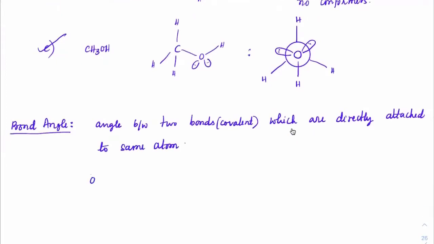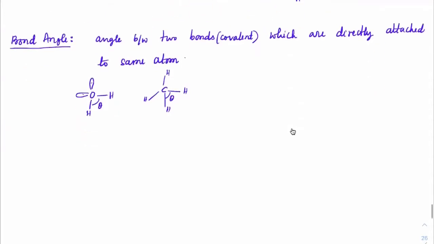For example, if you have oxygen, there is hydrogen here and hydrogen here. So this is what we call the bond angle, in water, in methane. This is called the bond angle, because between two bonds, whatever angle is made, which are directly connected to the same atom, carbon in this case, that is called a bond angle.